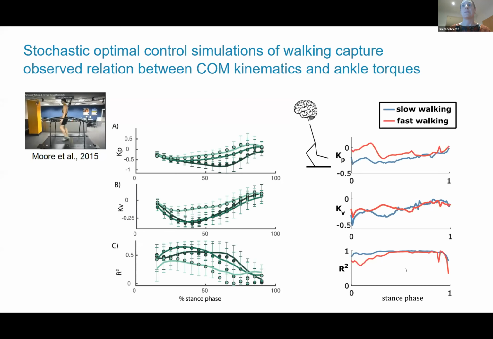And note that we did not model center of mass feedback. We just modeled linear full state feedback. And so this center of mass feedback is like an emergent property. And we are not so surprised about the quantitative differences because we use this very, very simple model of walking.